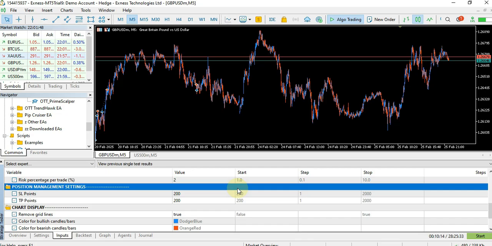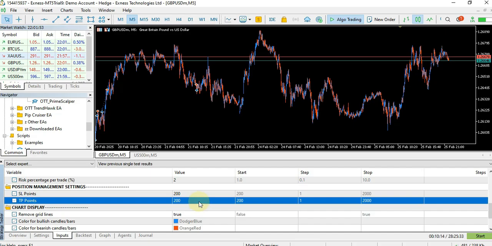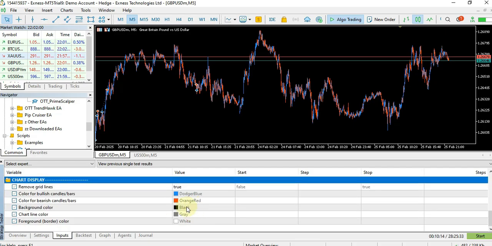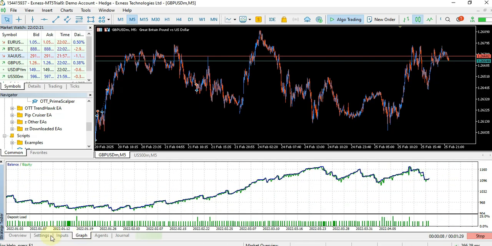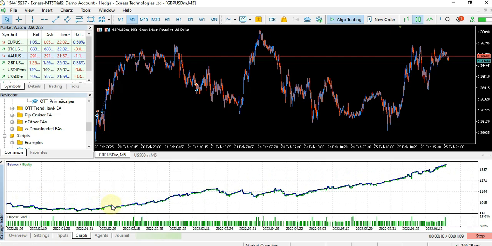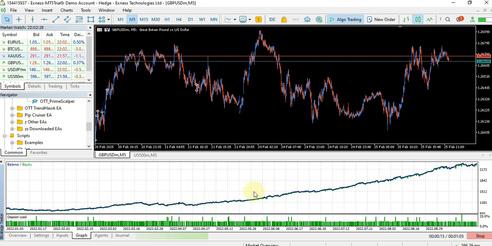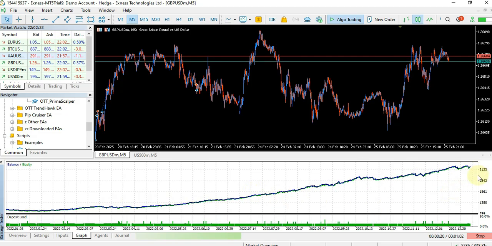Coming down to the position management settings, we have the stop loss and take profit, and they are 200 points for each. Coming down we have the chart display, and this enables you to edit how the chart looks whenever the EA is running on your MT5. So we are going to start the backtest now. As you can see, there are some periods of consolidation, but overall the balance is going up and up. We started with a deposit of $1,000 and now we are heading to $3,000.